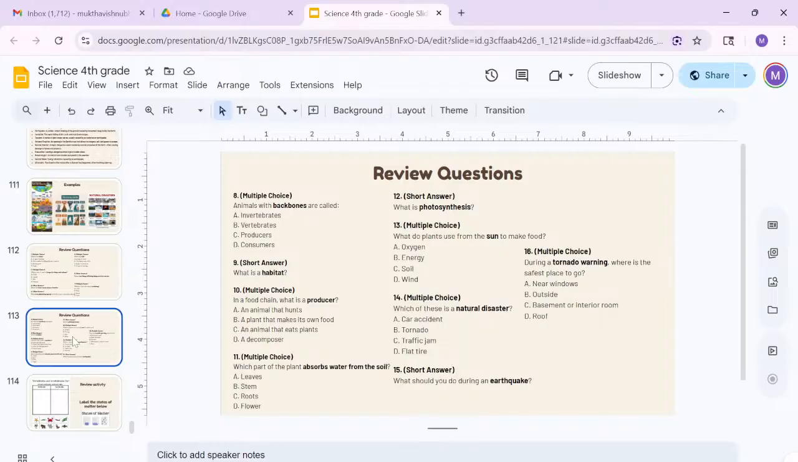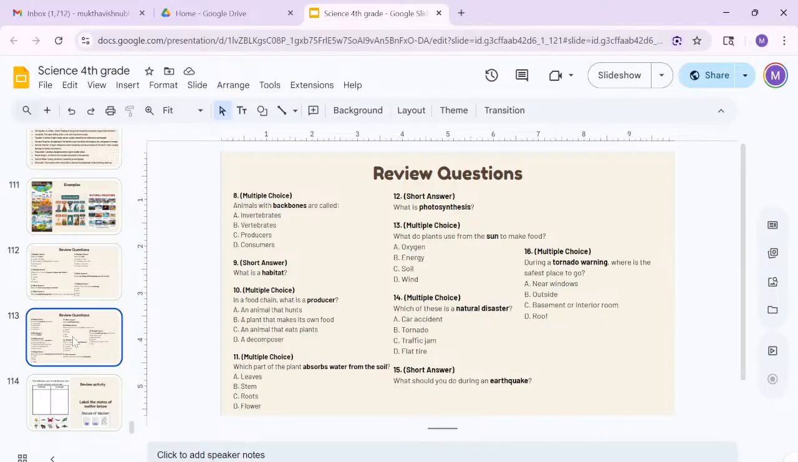What do plants use from the sun to make food? They use energy. Sunlight is a form of energy. Which of these is a natural disaster? The answer is tornado, B. What should you do during an earthquake? Ideally, you would want to go under a table or a desk and drop, cover, and hold on to a chunky table. Stay away from windows and protect your head.